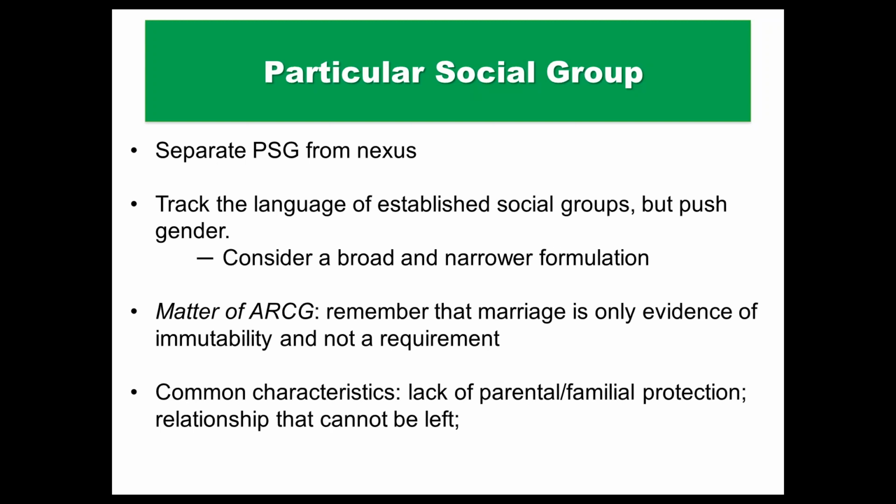viable. And there's good country condition evidence to establish that in families where the parents have migrated to the United States and have left the children with other relatives, those children are particularly vulnerable to child abuse and sexual abuse and other harms. And so you can use that evidence to help establish that your client was being targeted because he or she lacked that familial protection.